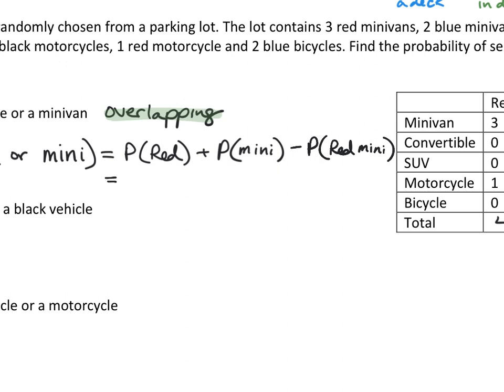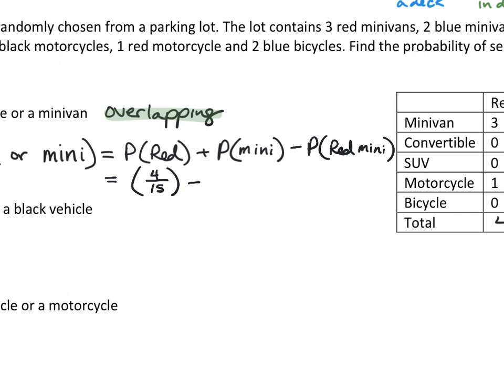Okay, let's find these probabilities. Now, what is the probability that we find a red car? How many total red cars were there? Out of how many total cars in general? So the probability of finding a red vehicle is 4 out of 15.